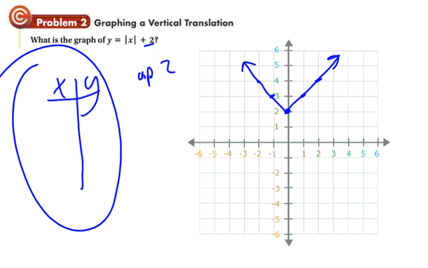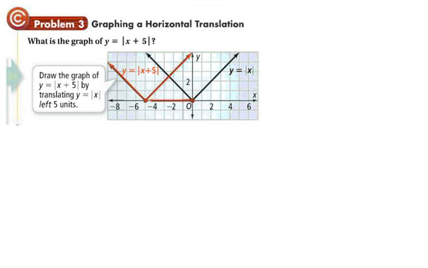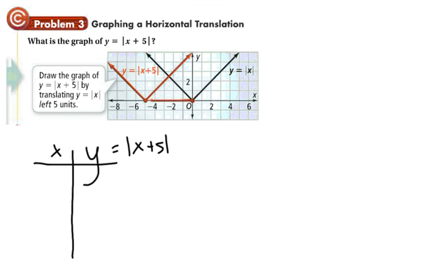All right, problem 3, graphing a horizontal translation. So I kind of gave it away already. It says, what is the graph of y equals the absolute value of the whole quantity x plus 5? So I'm going to make a t-chart just to see how it works, because it seems weird if you look at it. I'm going to still pick some, like what if I pick the same numbers? Let's do -2, let's do 0, let's do 2. It's a little bit different because it's inside of the absolute value now.